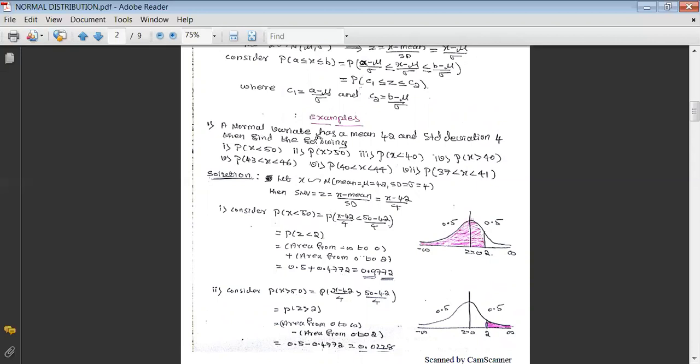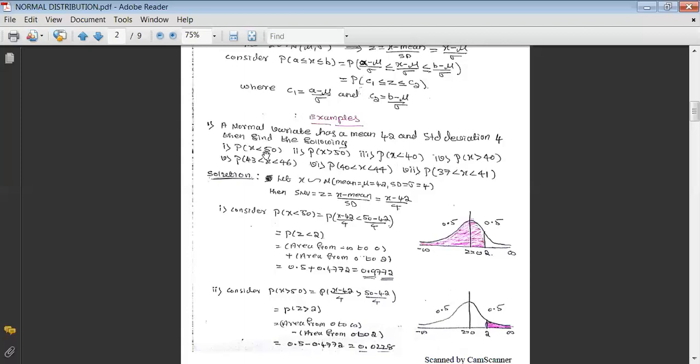A normal variate has mean 42 and standard deviation 4. Then find the following. First one, probability of x is less than 50. Second one, x is greater than 50. Third one, x is less than 40. Fourth one, x is greater than 40.